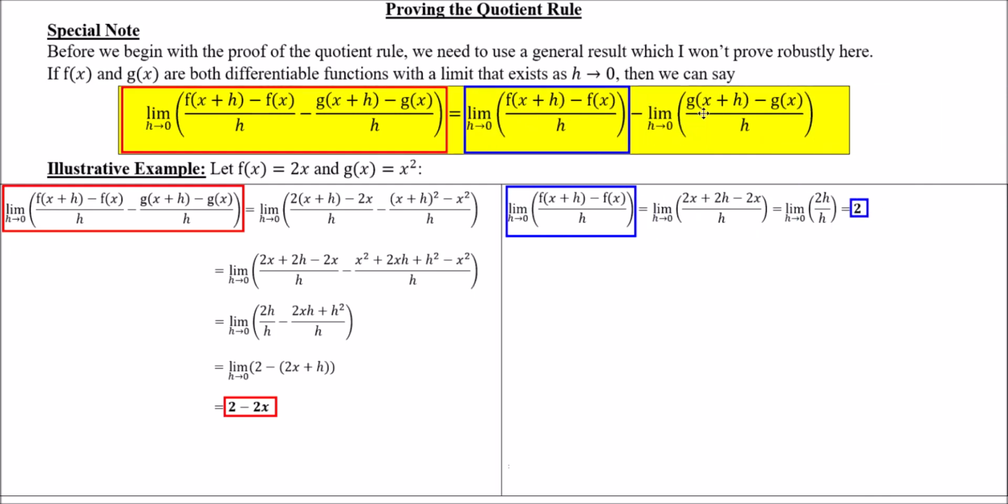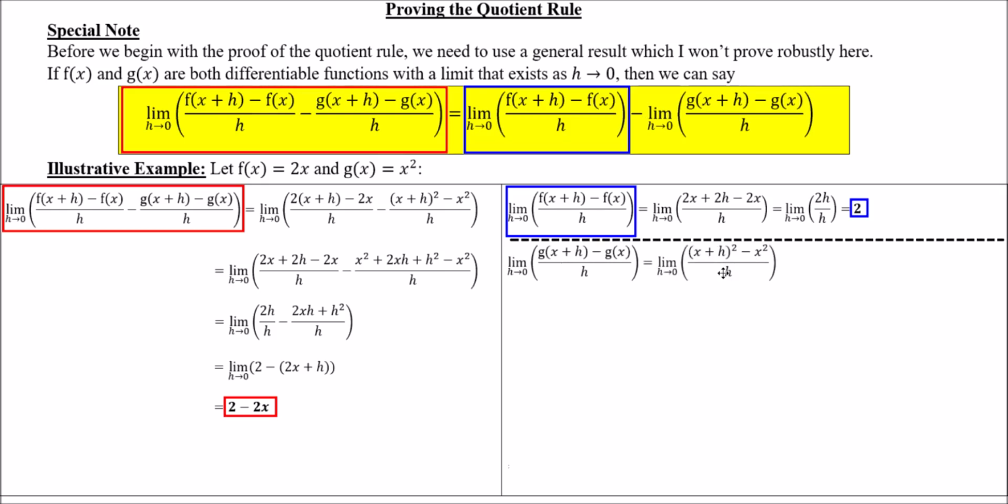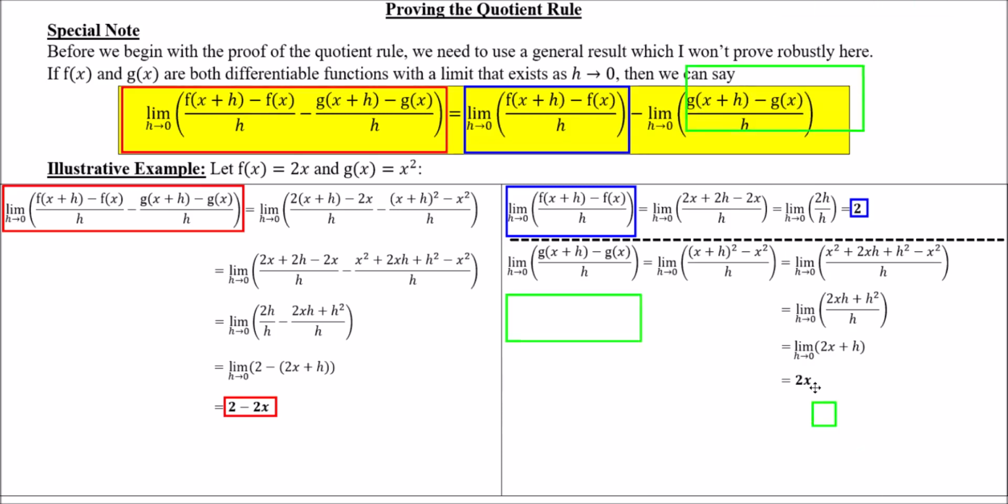Now let's consider the limit for g of x and then subtract it away afterwards. So for g of x, it's essentially x squared. So g of x plus h is x plus h squared, minus g of x is minus x squared, all over h. If we now expand these brackets out, we get this line, subtract x squared, so the x squared here cancels. We get this, and dividing both top terms by h gives us the limit as h approaches 0 of 2x plus h, so as h shrinks to nothing, we're just left with 2x. And so the derivative function of g of x is 2x.